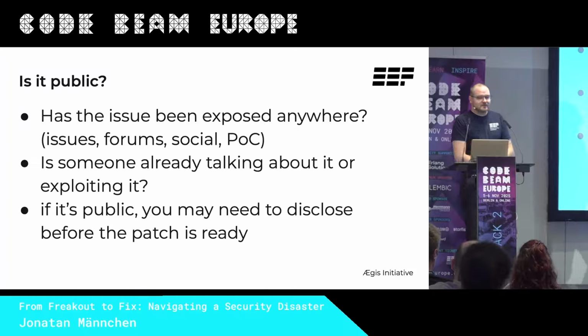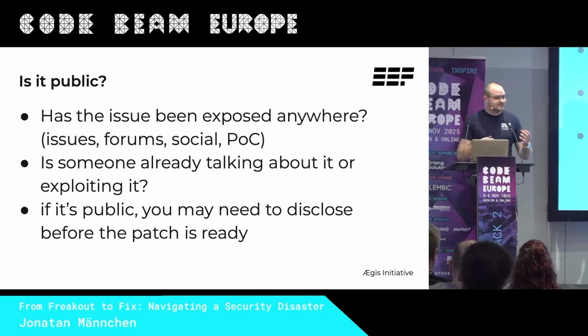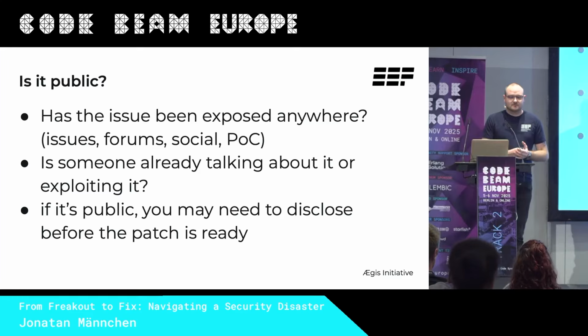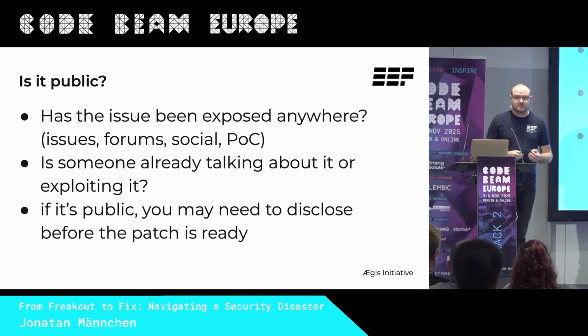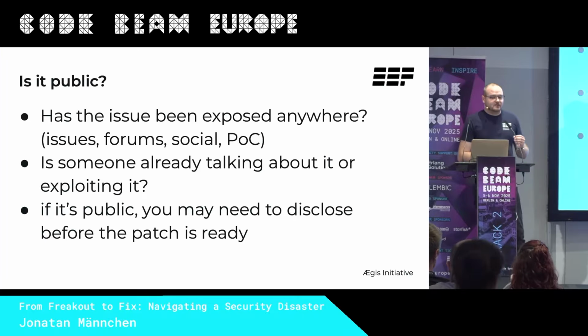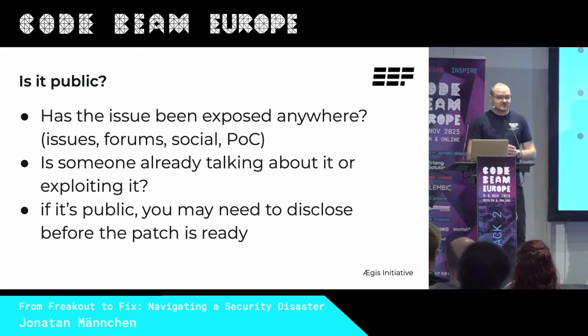Next up, is the vulnerability public? In other words, has anyone outside of your organization or team already posted about it? It could be an issue, a forum thread, a tweet, or anything like that, or worst case, even a proof of concept exploit. And much more importantly, do you have any signs that it is actively exploited somewhere out in the open? These questions matter because once the details are out in the wild, you can't control the narrative anymore.